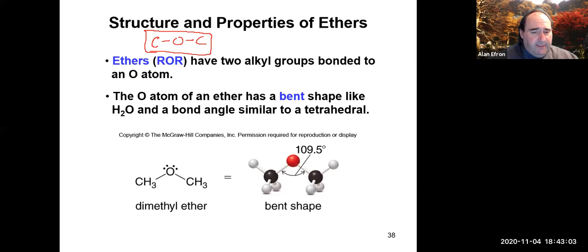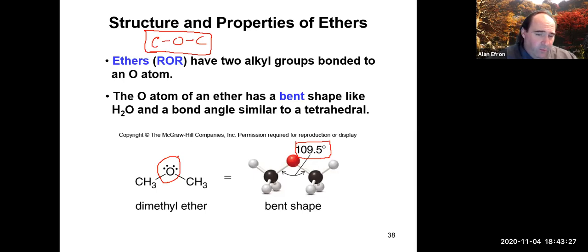It is similar to water. It has basically 4 electron pairs and 2 bonds. So it does have that bent or V-shaped geometry at 109.5 degrees.